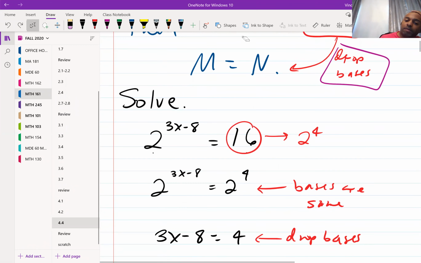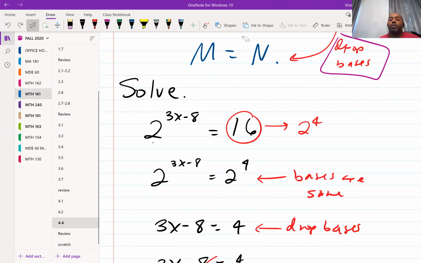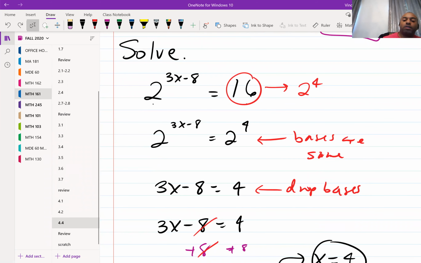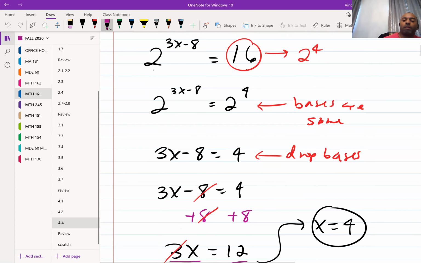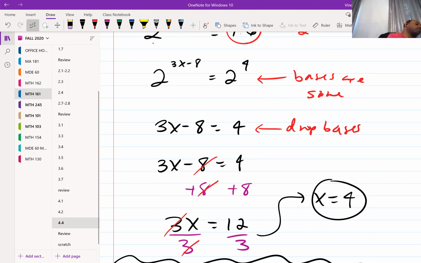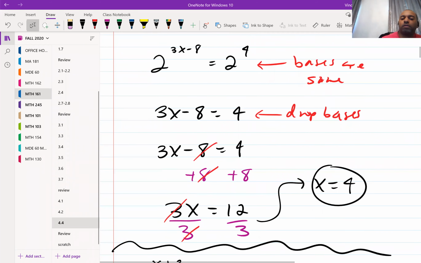Now, since my bases are the same, I can drop the bases and be left with just the exponents: 3x minus 8 equal to 4. And now I can just solve this linear equation. Add 8 to both sides, and divide by 3, and my solution is going to be 4. All right, questions before we go to the next one? All right.